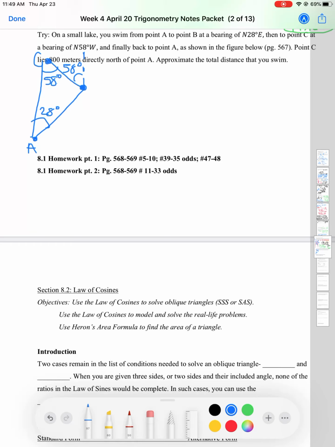Remember, these two north-south lines are congruent, so this is also 58 degrees. That means we can easily find, it also gives us that side B is 800 meters. So we can easily find that angle B is 94 degrees.